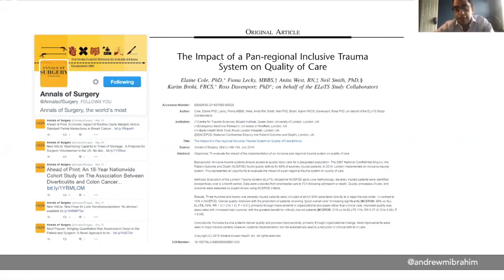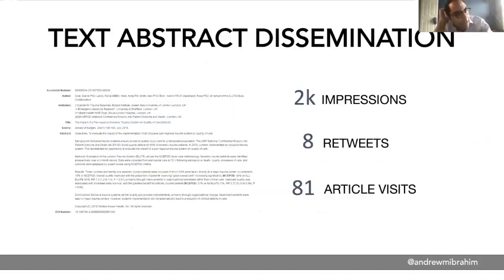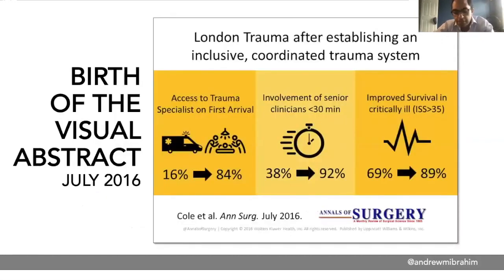So I saw this and I thought, you know what, I have Annals of Surgery's social media account. If I just share this on Twitter, it'll go viral. So I did, and I shared the title and the text abstract, and it got seen 2,000 times. 8 people were so compelled by it that they went on to share it, and the article got read 81 times. And I remember feeling kind of bummed and thinking, man, if people just knew how important this work was, if I could just communicate that more quickly, I know a lot more people would want to read this. So that became the birth of the visual abstracts.